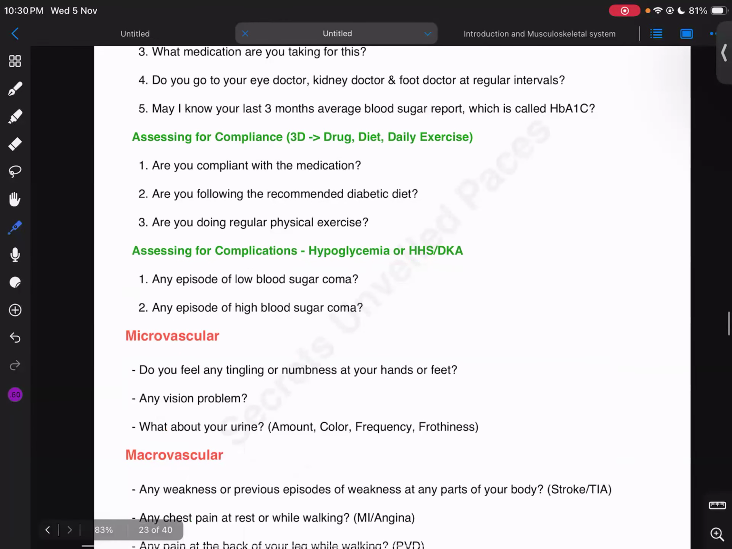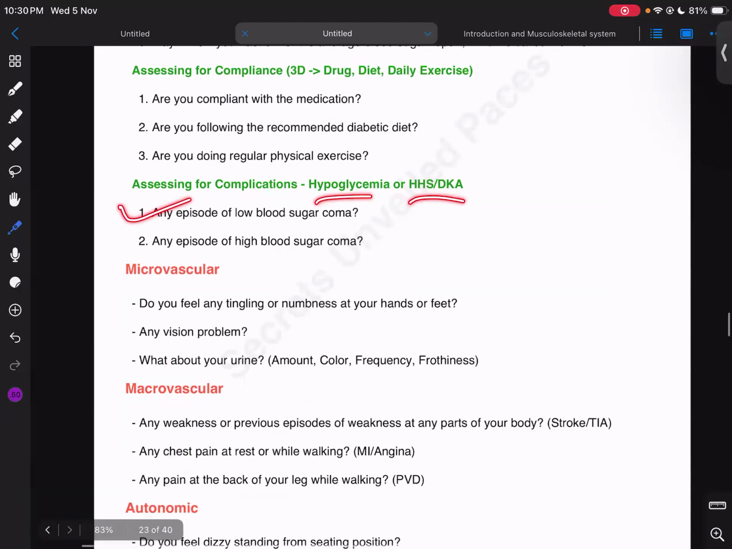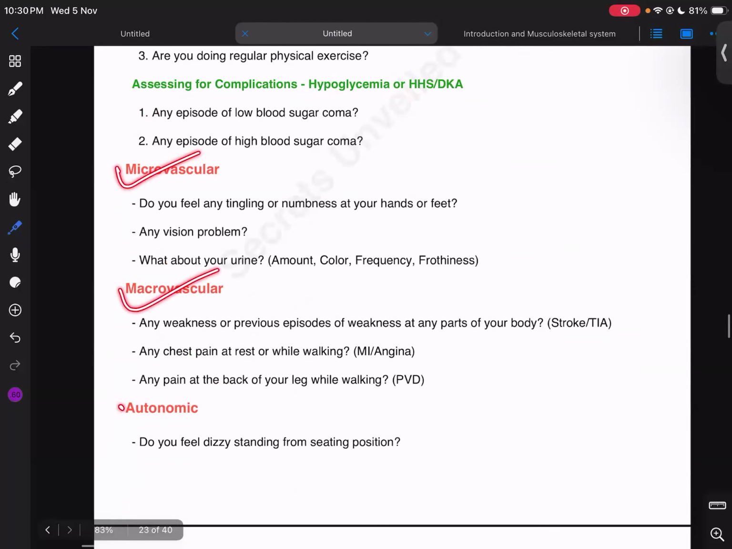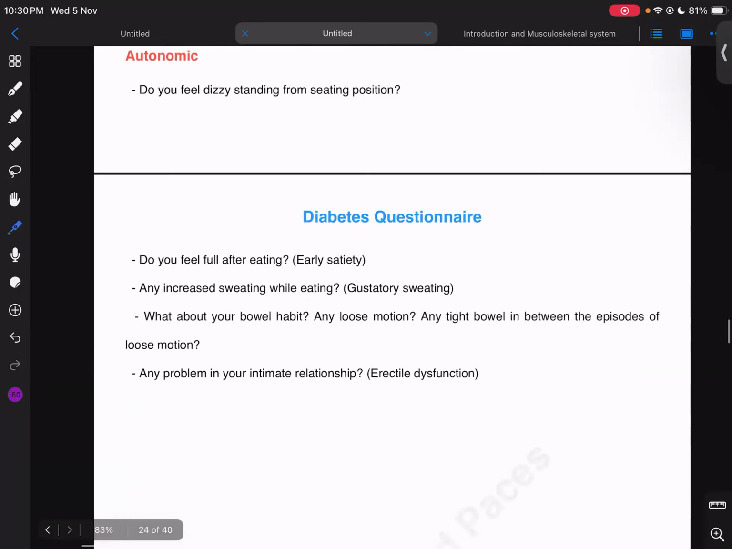Then you have to rule out the complication of a high blood sugar coma or low blood sugar coma. Then you have to assess the microvascular complication, macrovascular complication, and autonomic complication. How to rule it out? This is provided in the PDF, and you will get it.